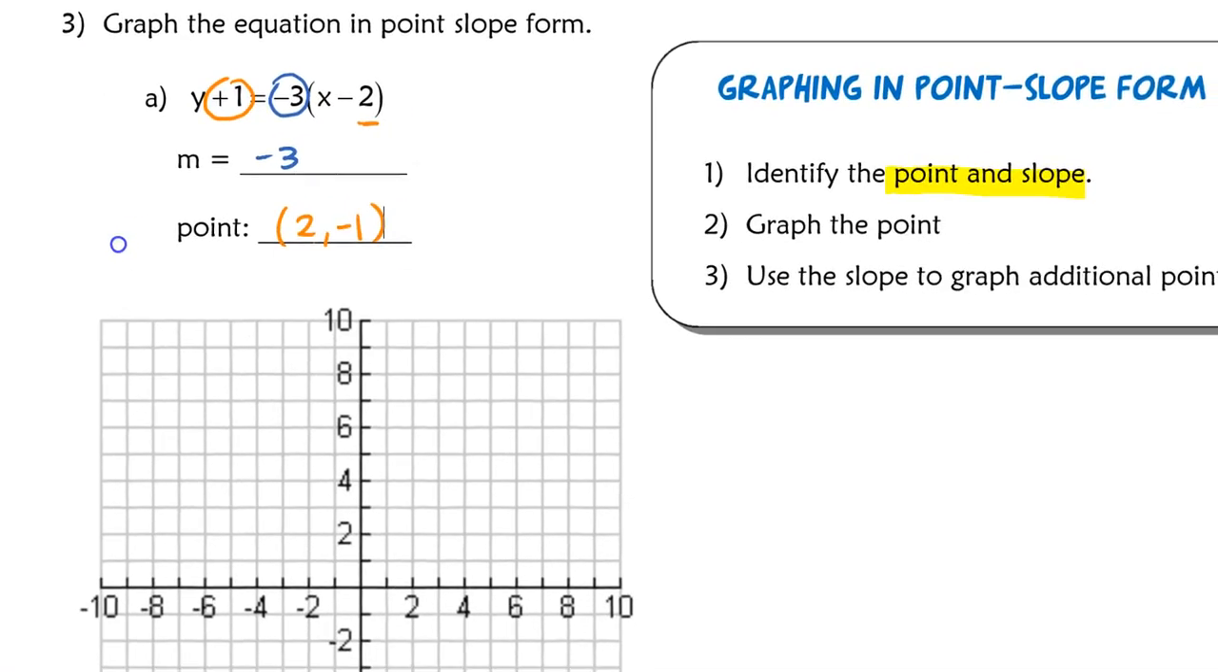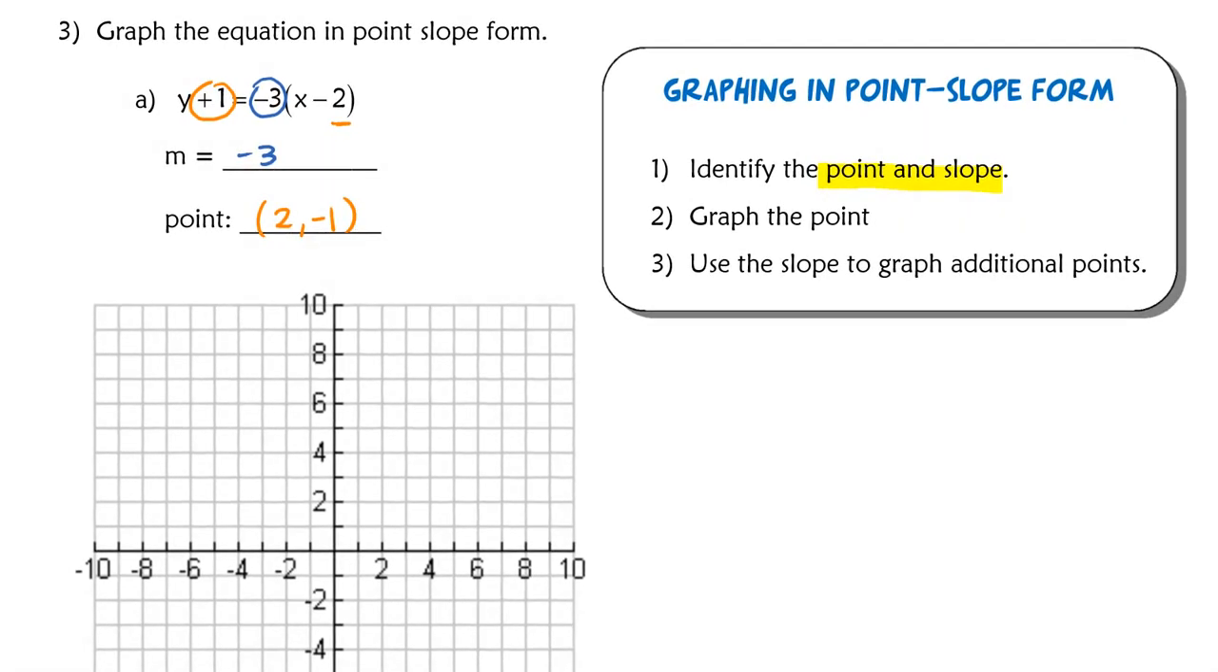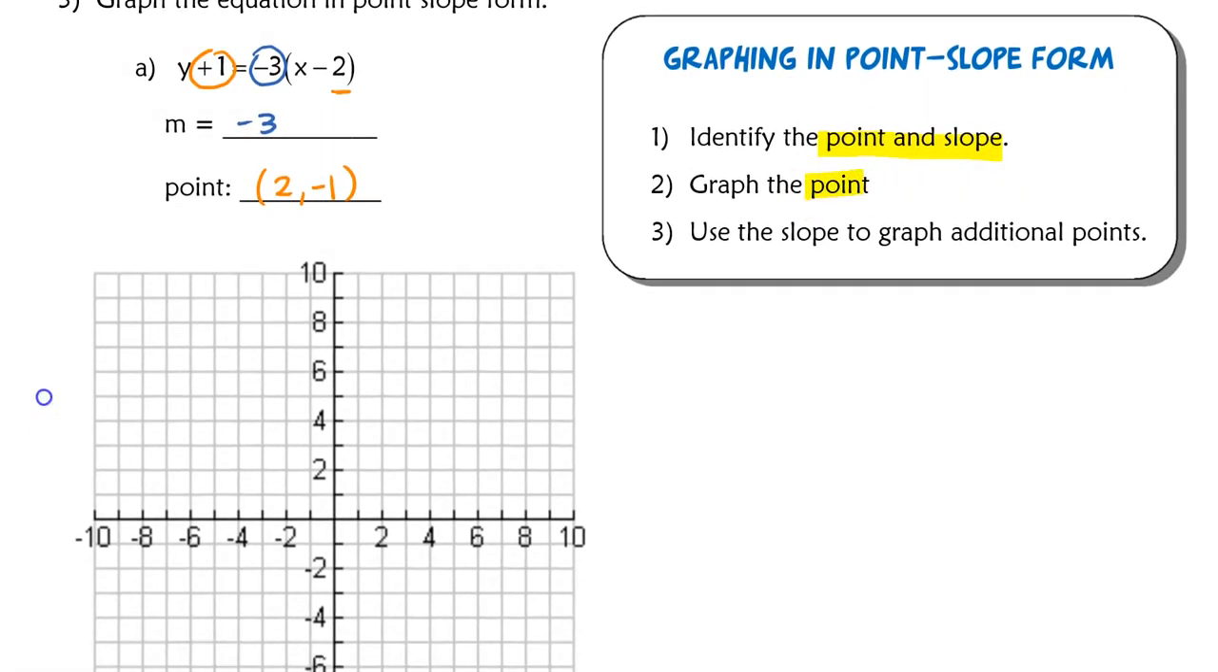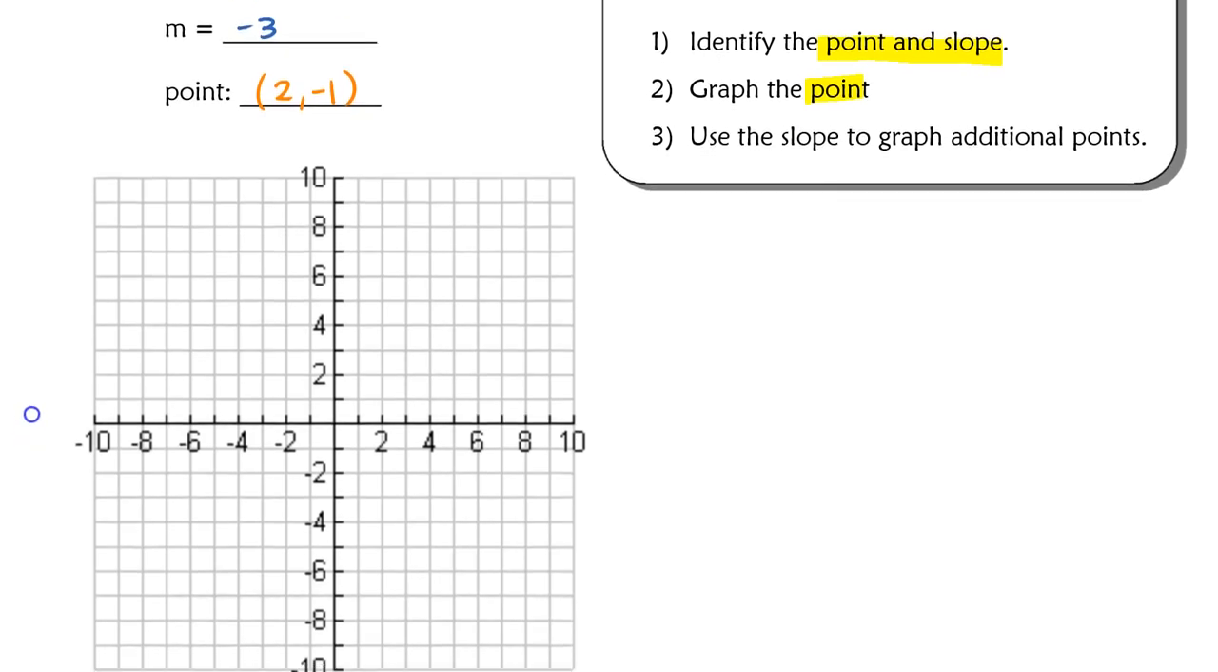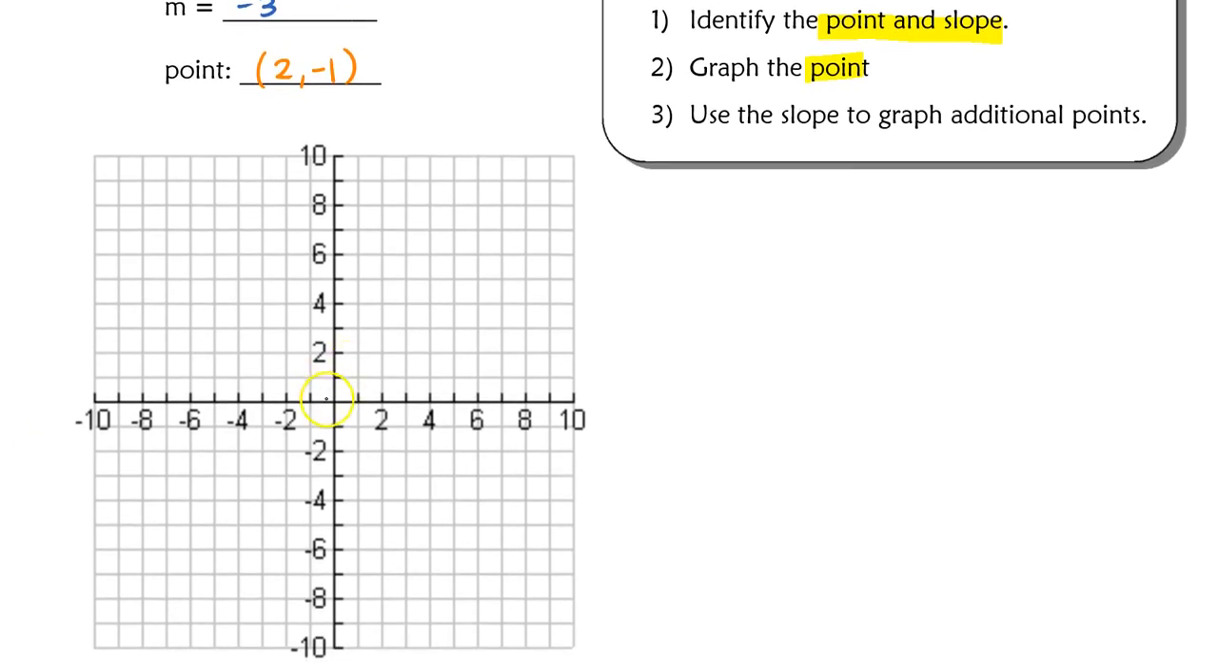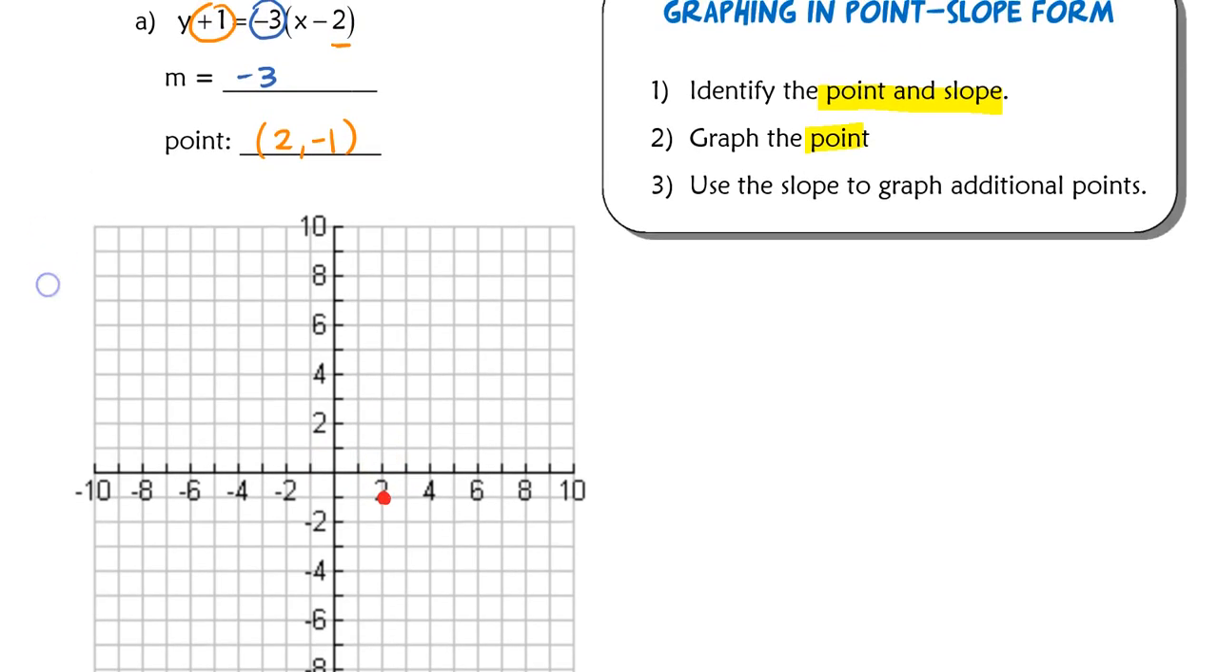Okay, now that we've followed step 1 here on the side, we're ready to graph our point. That's what we're going to start with. We're going to graph our point down here on the grid. So we've got (2, -1), so let's go right 2, down 1. There's our very first point. Now, just like before, we're going to use our slope to graph additional points. Let's take a look at our slope.